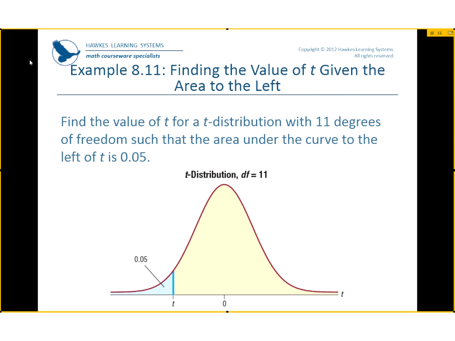All right, so now we're going to the left. Those first two examples were to the right. Now we're going to the left. Find the value of t for the t-distribution with 11 degrees of freedom, such that the area under the curve to the left is 0.05. Okay, degrees of freedom are 11. The area is 0.05.